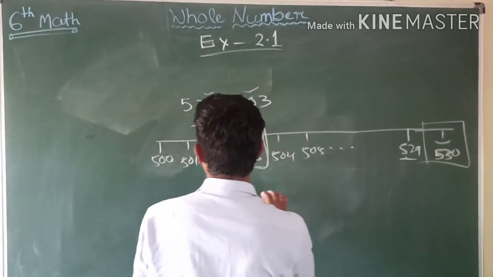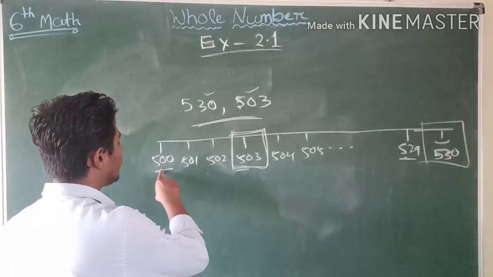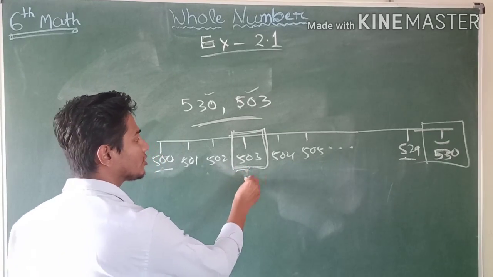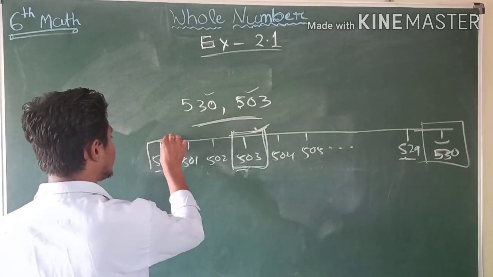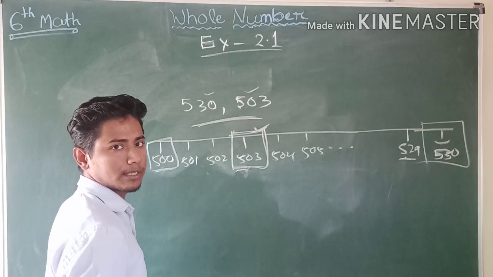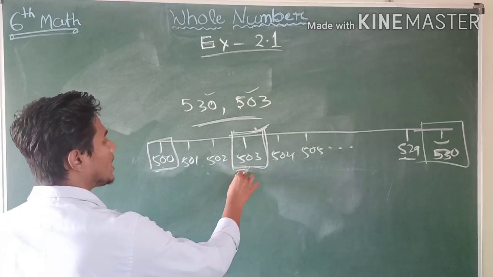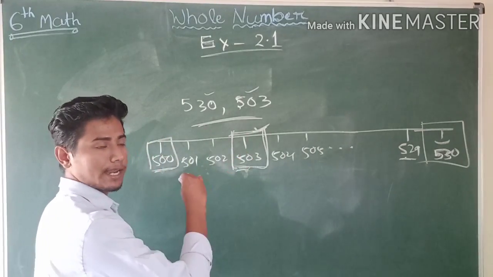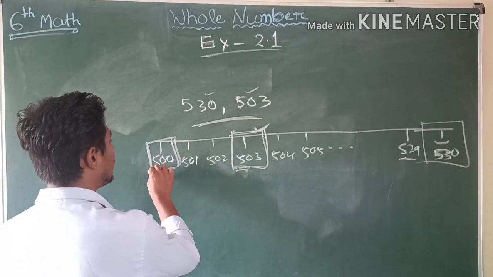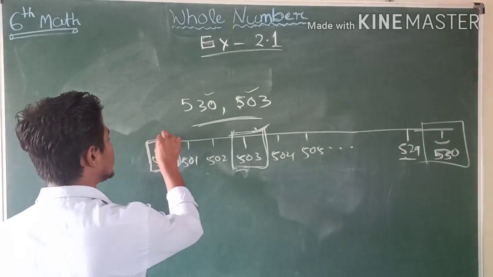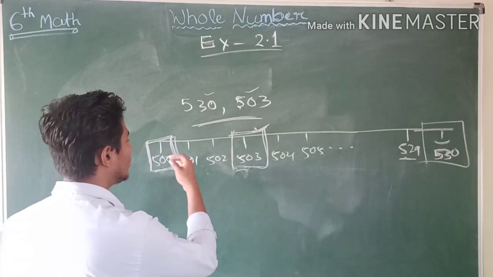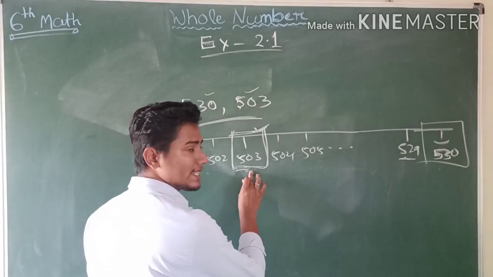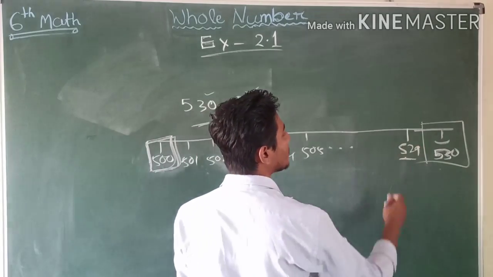If you compare between 500 and 503, 503 is greater, so 500 is left of the 503. You get idea? Which one is greater, that one is right side, and which one is smaller, that always in left side. Why? Compare between 500 and 503. 500 is left and 503 is right of 500. Same thing, 503 and 530. 503 is less, that's why it is in left, and 530 is right.